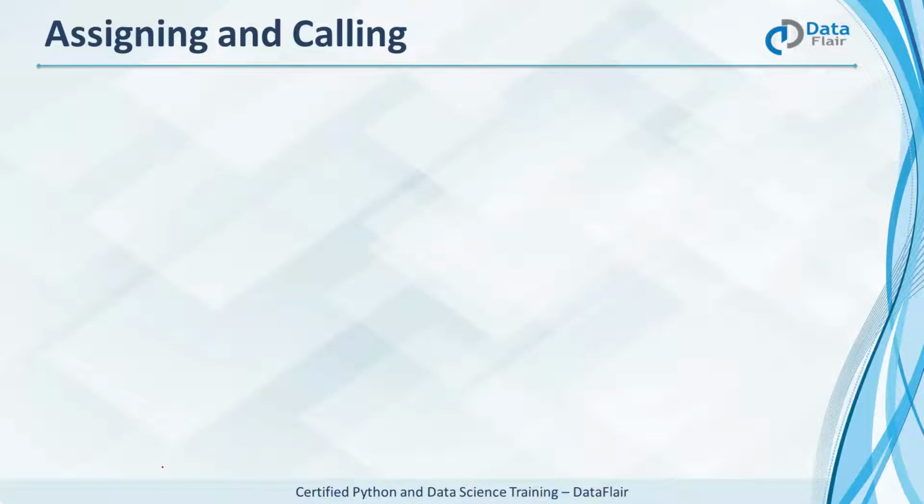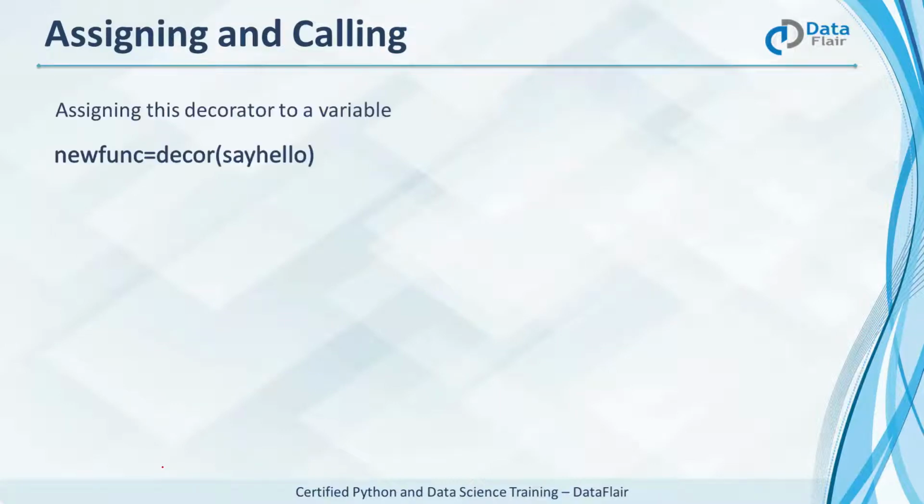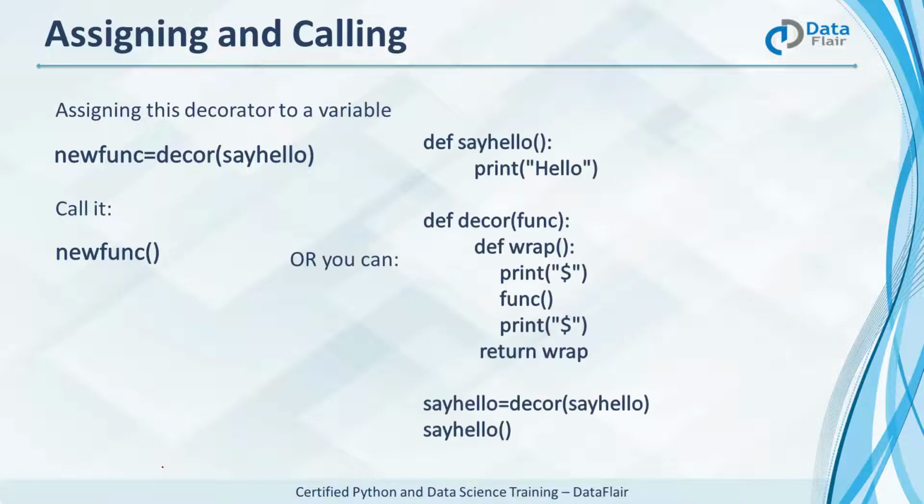So this was the definition part. Now when we call decor with the sayHello function as argument, we can call it newfunc, and then we make a call to it. We can also just reassign this to sayHello instead of calling it newfunc.